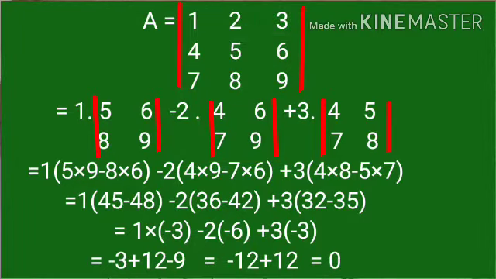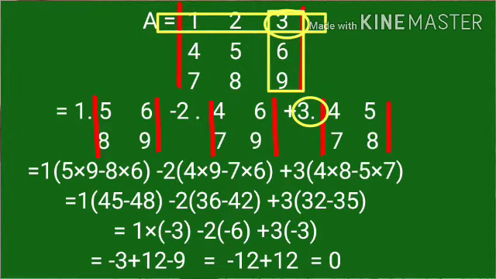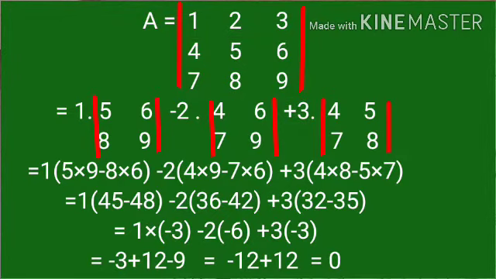After that, the second element with a minus sign, because the first is plus, the second is minus, and the third is plus. The second element is 2. Since 2 lives in the first row and second column, the first row and second column are deleted, so we have only a 2 by 2 determinant remaining: 4, 6, 7, and 9. Now the third element, which is plus 3, in the first row and third column. So the first row and third column are deleted, and the 2 by 2 determinant remaining is 4, 5, 7, and 8.